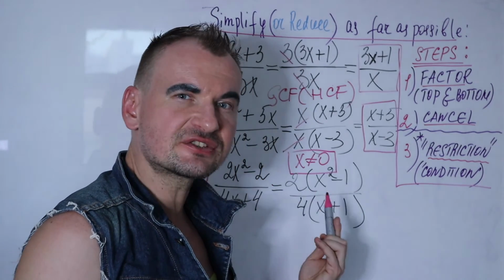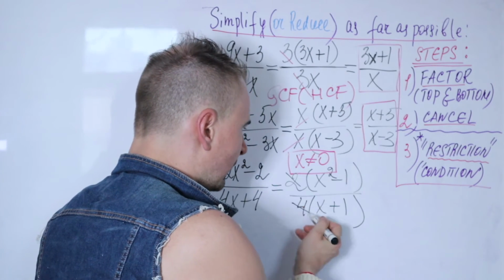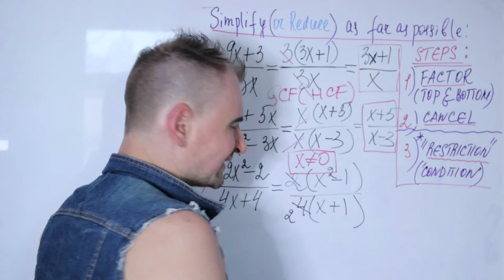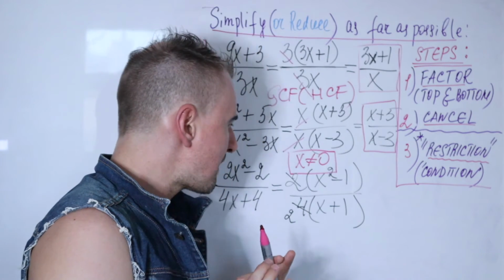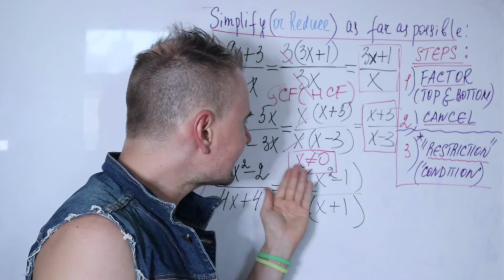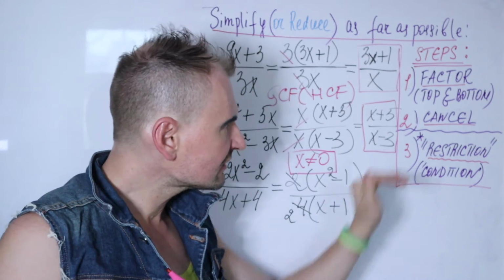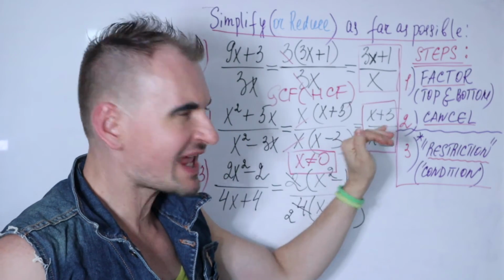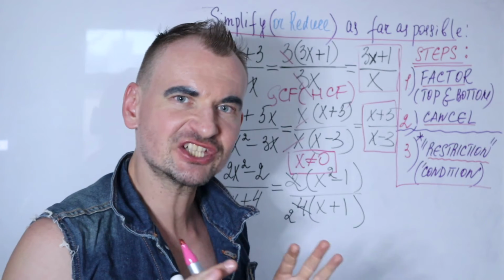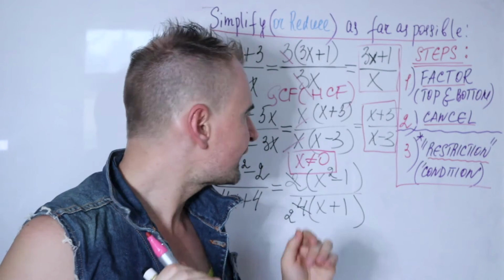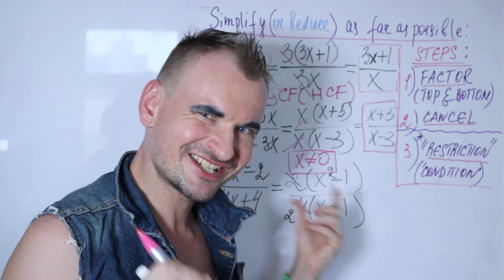Now, cancel. Ask yourself, can I cancel something? Yes, you can. Technically you can. You have 2 here and you have 4. And since 2 goes into 4 twice, you could do this cancellation. That's fine. Now, is that my final answer? No. Again, you could get back to your first step and check to see if any more cancellation or simplifying could be done.